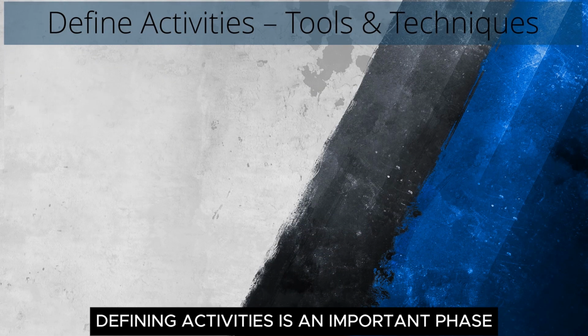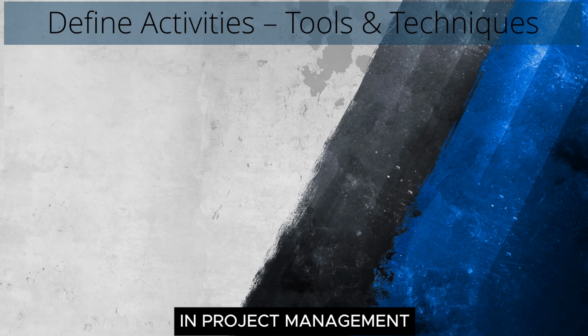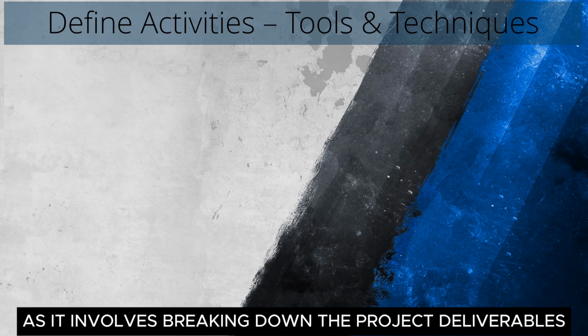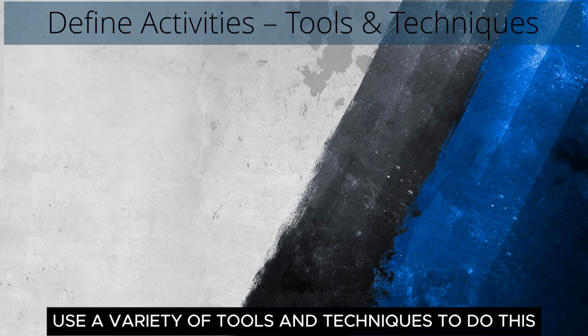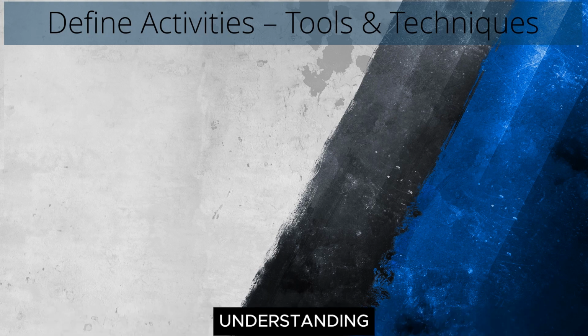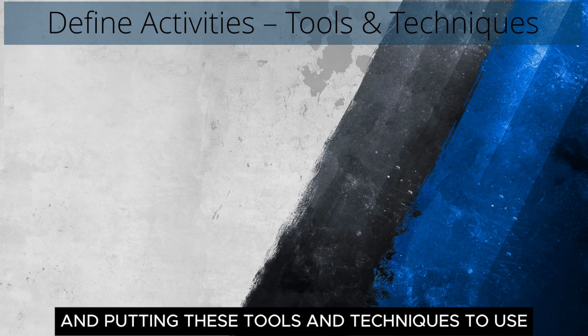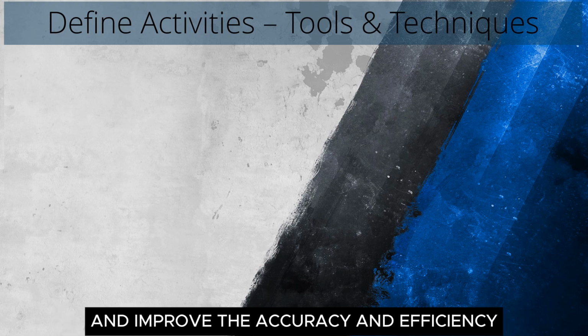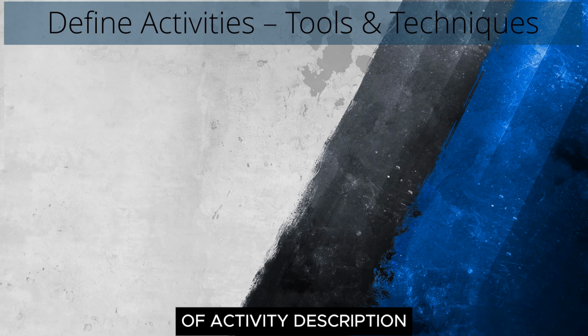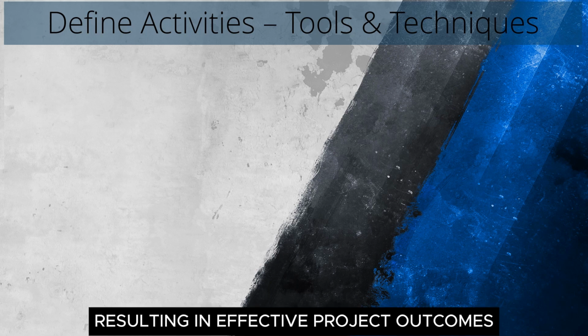Defining activities is an important phase in project management, as it involves breaking down the project deliverables into manageable tasks. Project managers use a variety of tools and techniques to do this efficiently. Understanding and putting these tools and techniques to use helps improve the accuracy and efficiency of activity description, resulting in effective project outcomes.